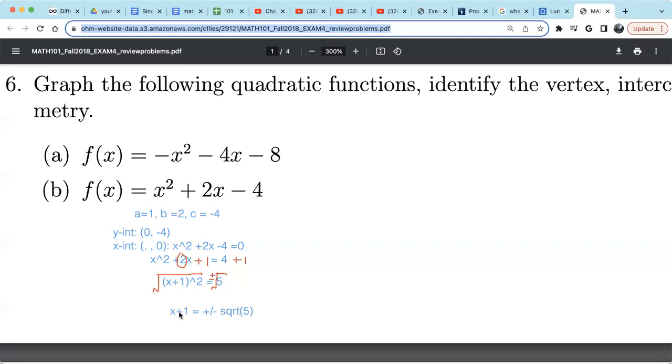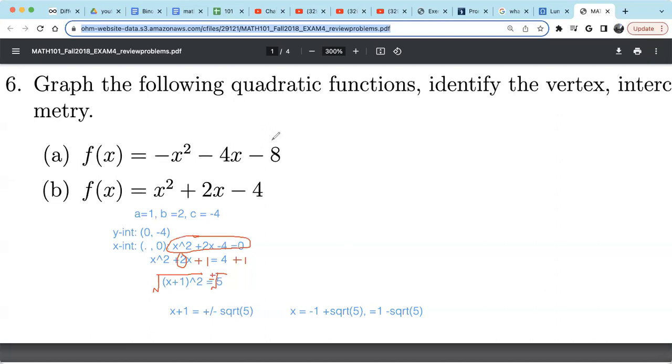Okay, then I move this 1 from the left-hand side to the right-hand side. So my two solutions are -1 plus square root of 5 and -1 minus square root of 5. Two irrational solutions. Complex solutions come in pairs, and irrational solutions come in pairs for this equation. So what are those two? Those two are our x-intercepts.